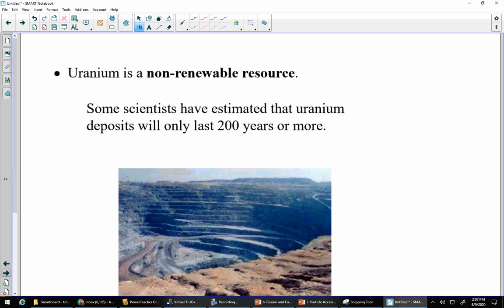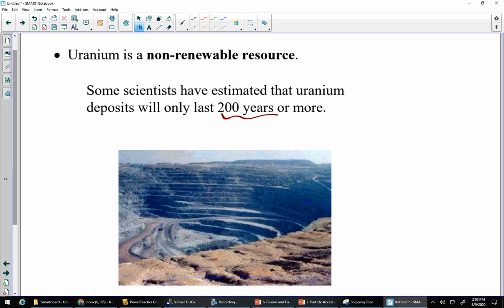Another issue is uranium is not really a renewable resource. This is one of those things where, depending on who you talk to, some people say you can have about 200 years of uranium left on the planet.